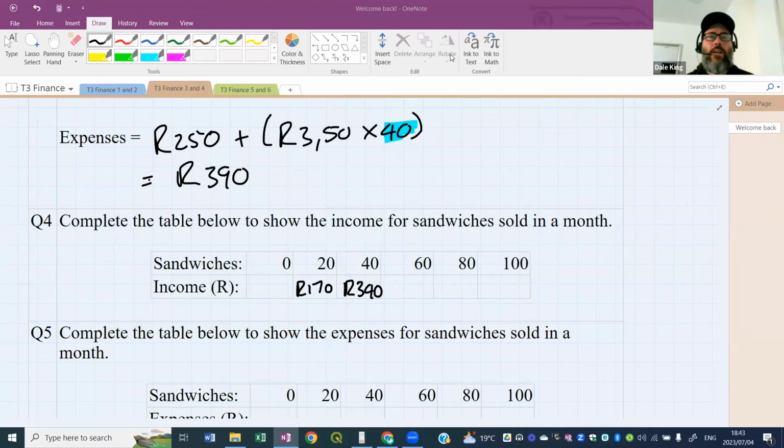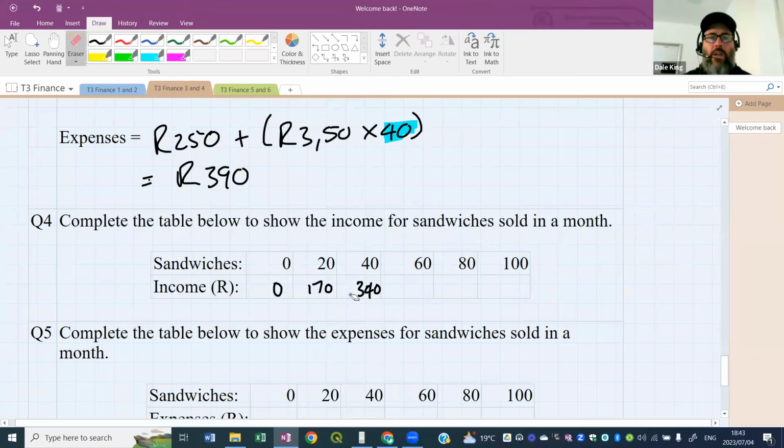Raise your hand, raise your mighty hand. Someone needs to help me get these numbers, otherwise we're going to have a whole lot of people just typing a whole lot of stuff, with numbers popping up all over the place. Katlego is going to help us. Thank you very much. Okay, 0 sandwiches, we have 0, because if the person doesn't sell sandwiches, they don't get any money.